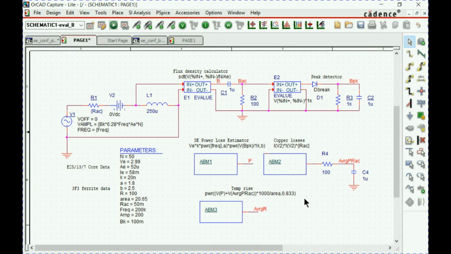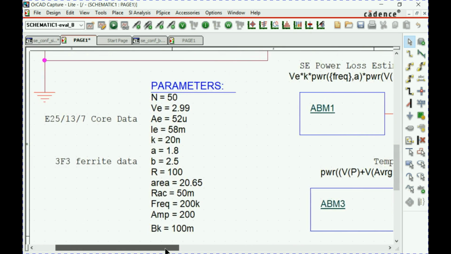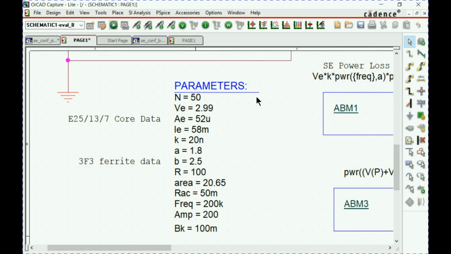Okay, we see here the schematics, and I'll go over the various parts. Let me first of all start, I'll zoom in a little bit so we can easily see what's going on, and I'll start with the parameters, okay? The simulation that I'm showing is for an inductor. We assume 50 turns. These are the parameters of the core. This is the volume. This is the cross-section area of the core. LE is the magnetic path length.